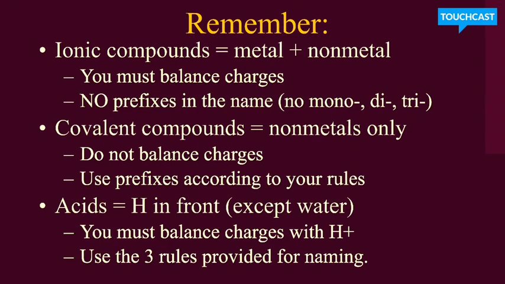All right, guys, that's pretty much it. Here are a couple little reminders about naming and formula writing. For ionic compounds, it's always a metal and a non-metal. You have to balance charges. And as we start learning all these rules, you have to remember that ionic compounds won't have prefixes in their name. No mono, di, or tri. Ever. Covalent compounds, those are the ones that are sometimes called molecules, and they're only made with non-metals. You do not balance the charges, but this is the only one where you have to use prefixes, mono, di, tri, tetra. Only one.